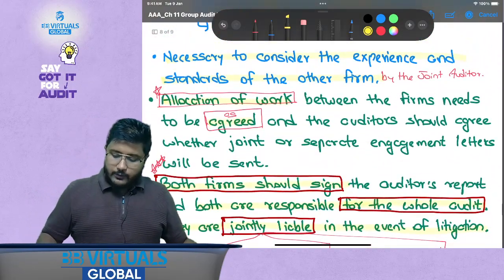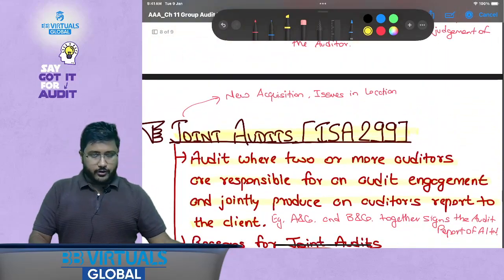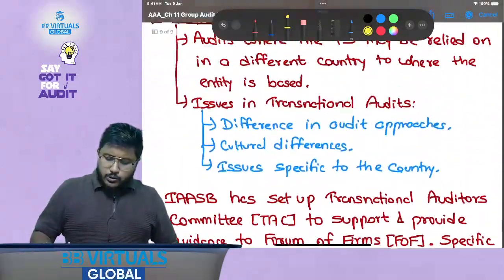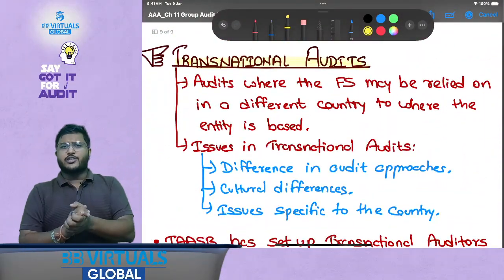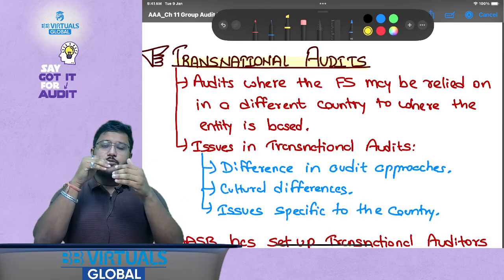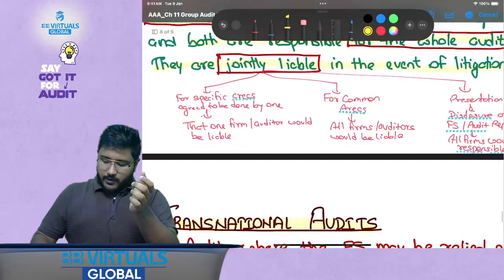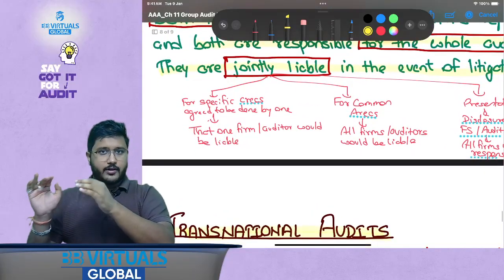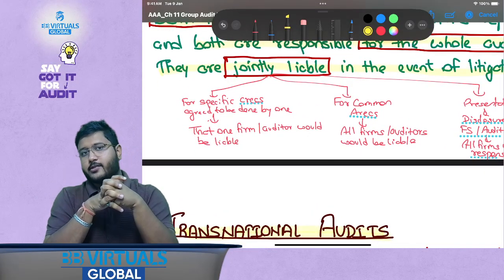Now, with this we have completed the discussion on joint audits as well. Now we can come to our last discussion, which is transnational audits, right? Now this is something very unique. Let me explain this, then we will be going into the technical discussion, into reading the technical text, okay. Let's discuss transnational audits first.